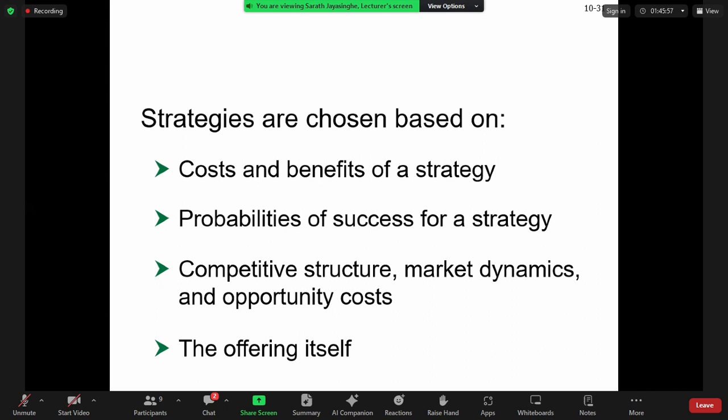Conglomerate diversification involves a company developing new products or services that are unrelated to its existing ones and that target different customer segments. For example, a manufacturer of athletic shoes could decide to also manufacture household appliances.